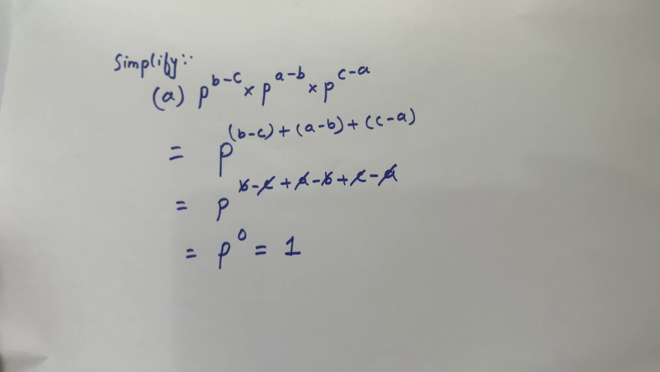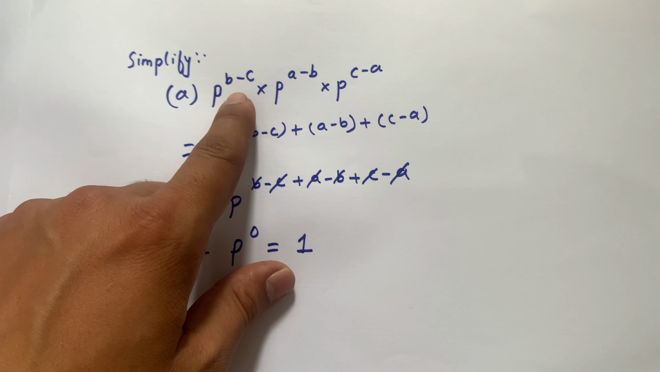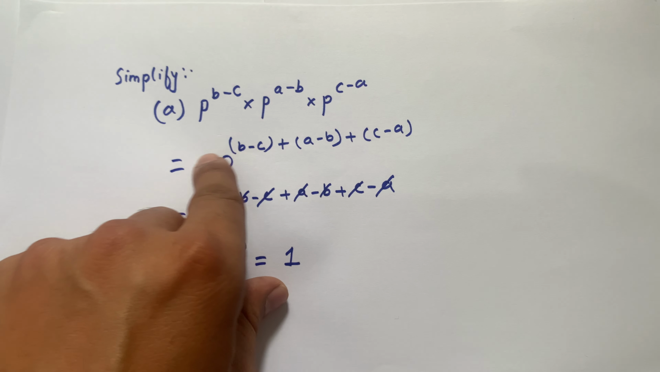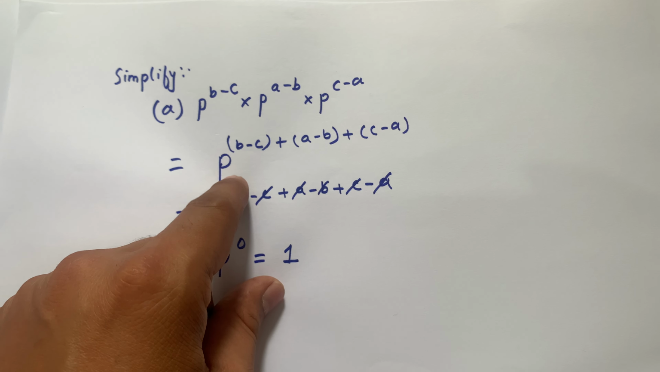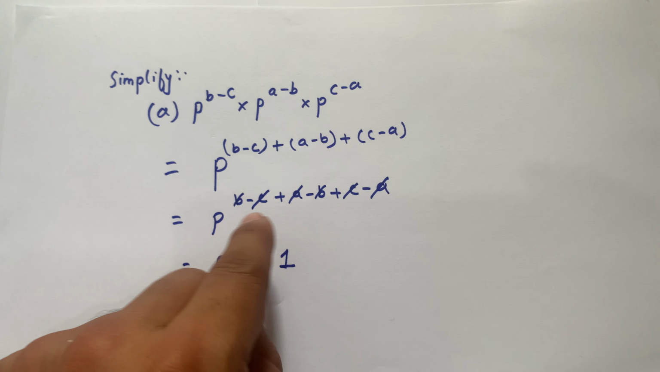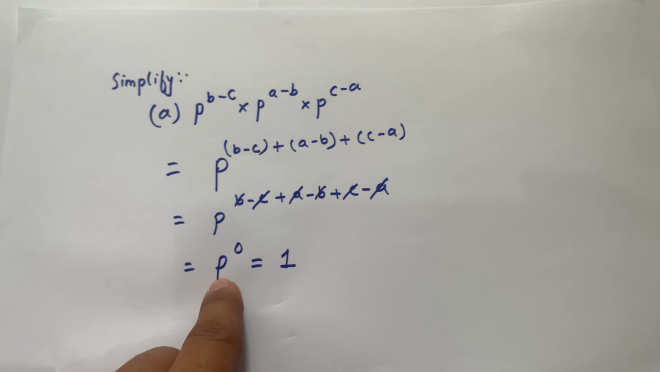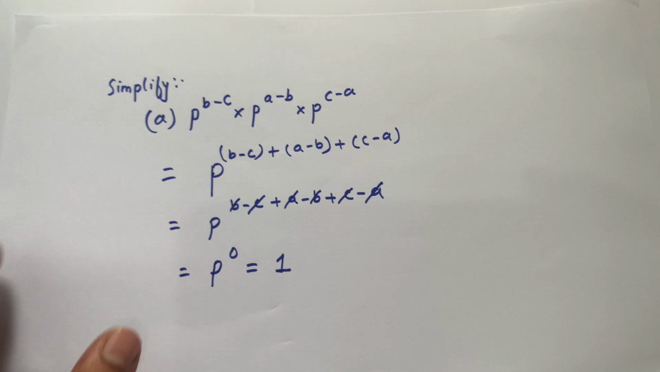The next question is, P base is the same in all cases. If the base is the same, we can add the power. Then add the power, P power 0 is equal to 1. Finished.